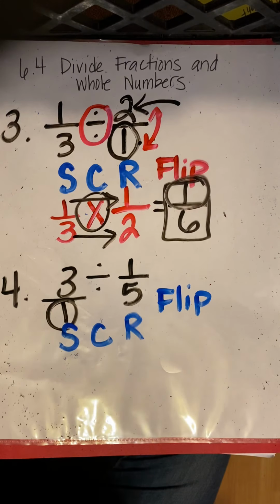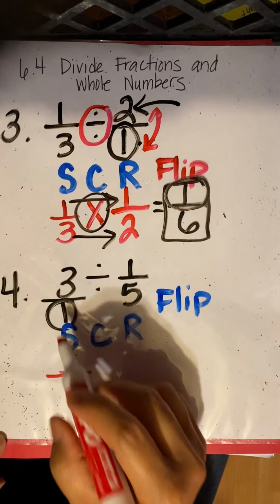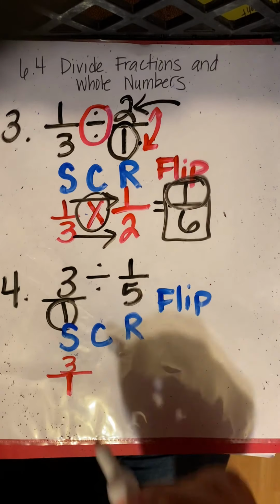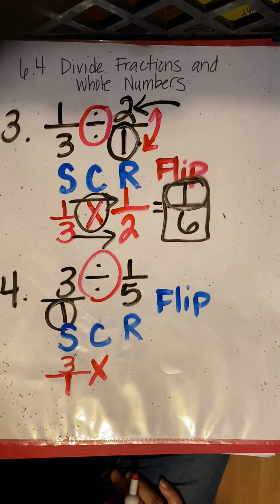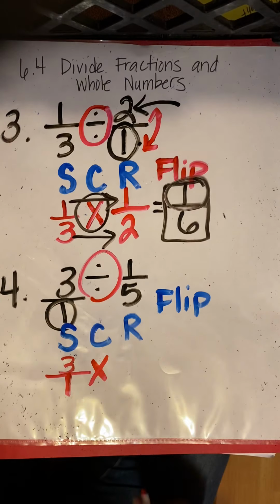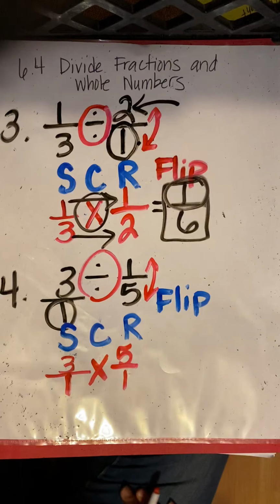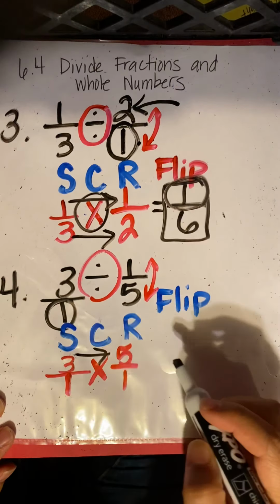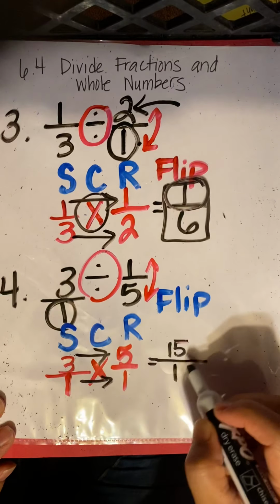Your third step, rewrite. So it stays the same, so the 3 stays on top, the 1 is still your denominator. Now the C means to change to the times symbol, and you are going to get the reciprocal of 1/5, which is, you flip it, 5/1. And then you work it out. Multiply across. 3 times 5 is 15, and 1 times 1 is 1.